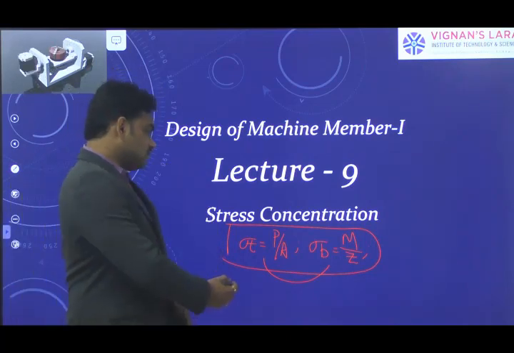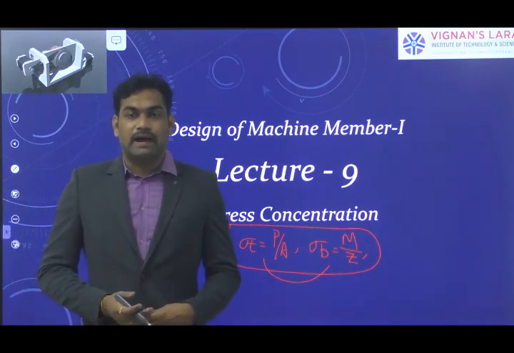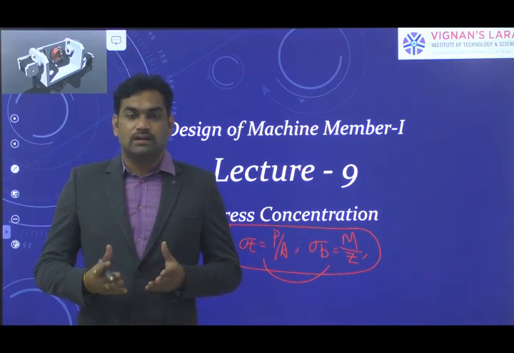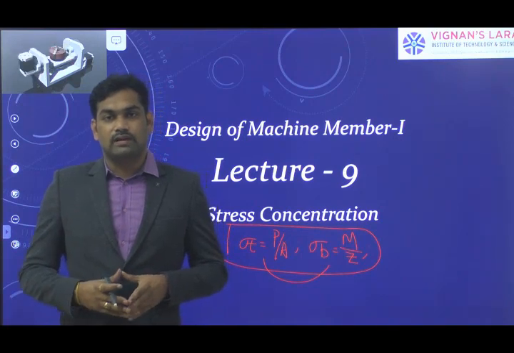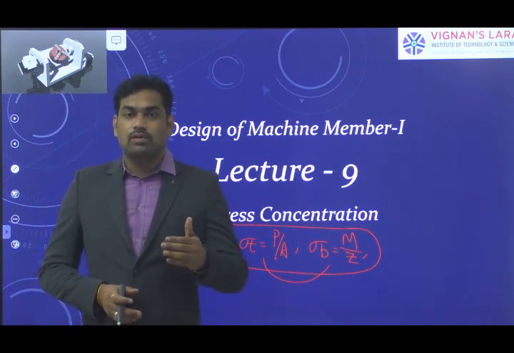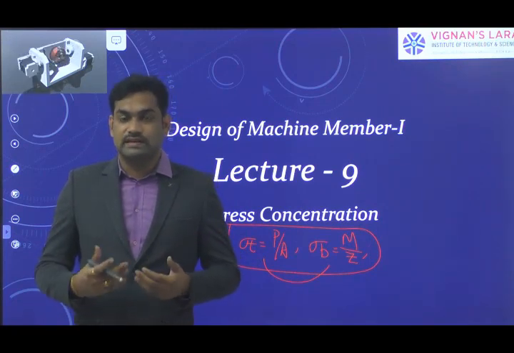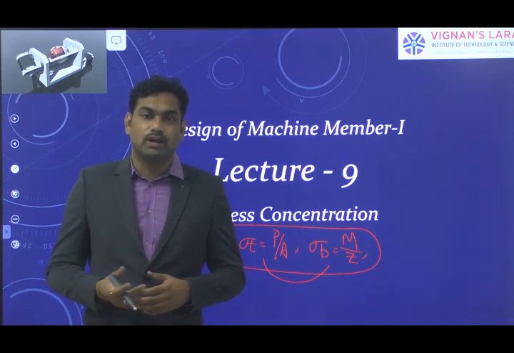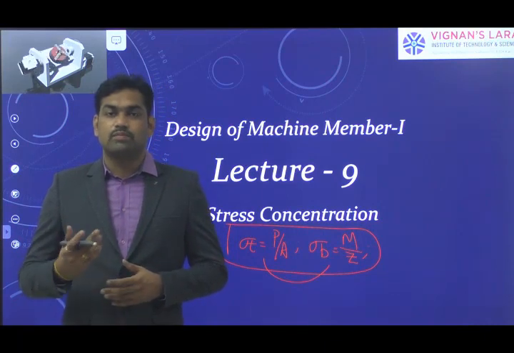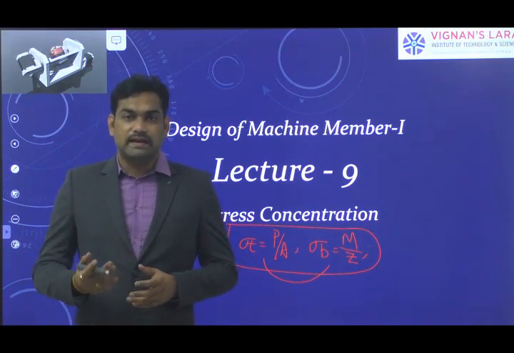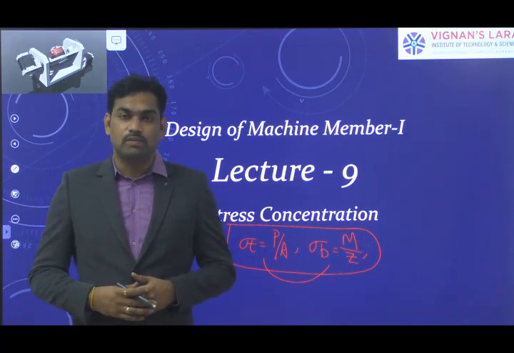Okay, so these are the equations we have written, based on the assumption that the cross-section is uniform. But in actual cases, it is impossible to maintain a uniform cross-sectional area throughout the width or length. Why? Because you may need to provide a hole in the machine component, to assemble it with another component, so you drill holes to join them, or oil holes for lubrication.